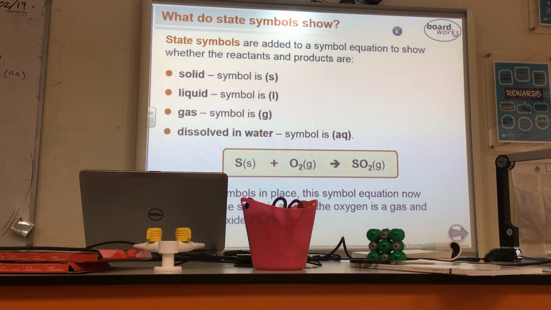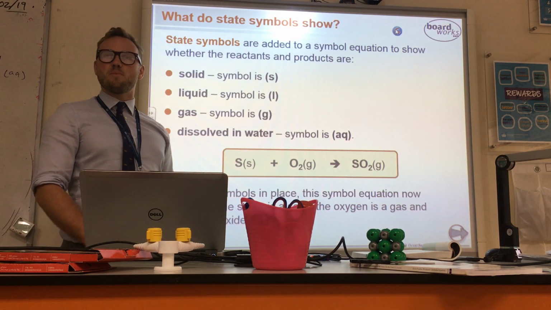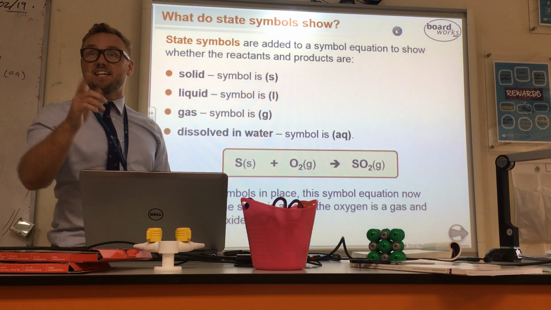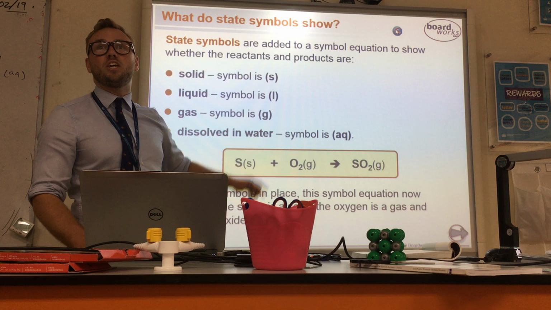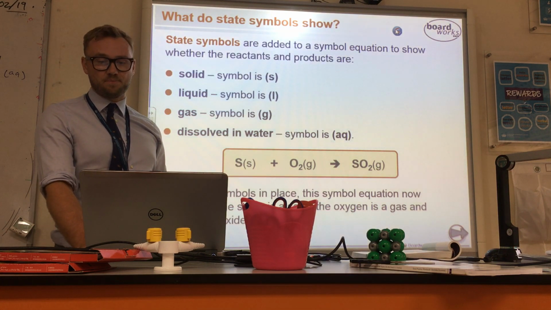So is this relevant to the aqueous solution? It is an aqueous solution. Oh. I'm not sure what your relevant to it is, but this is what it is. So if you see AQ, it means it's dissolved in water. Okay?